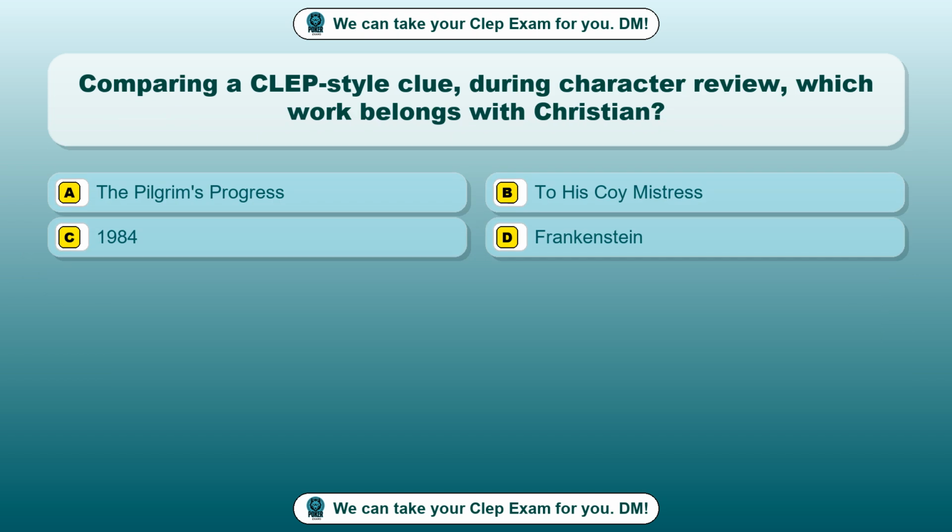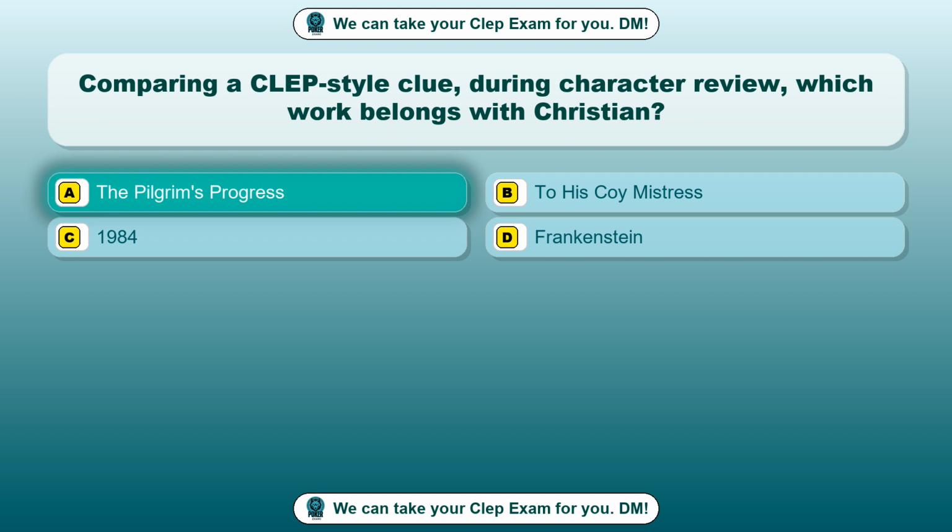Question 21. Comparing a CLEP-style clue during character review, which work belongs with Christian? Option A, The Pilgrim's Progress. Option B, To His Coy Mistress. Option C, 1984. Option D, Frankenstein. The correct answer is option A, The Pilgrim's Progress.